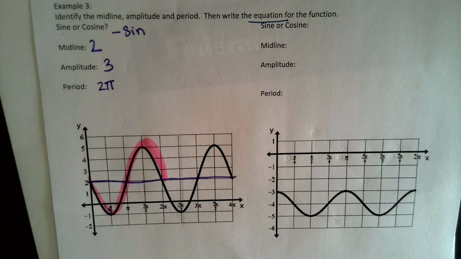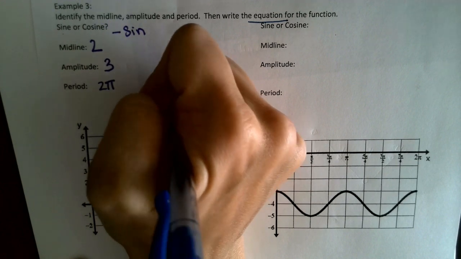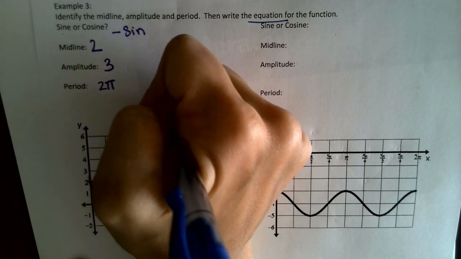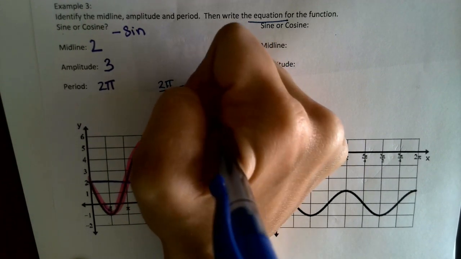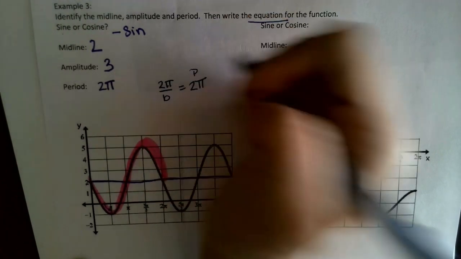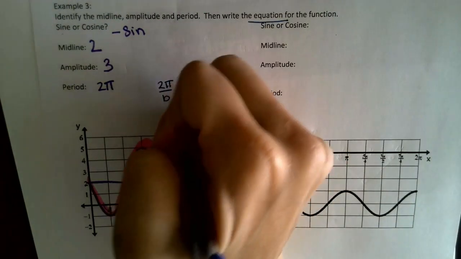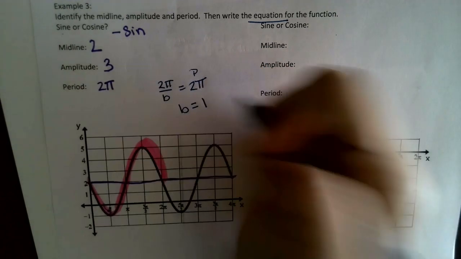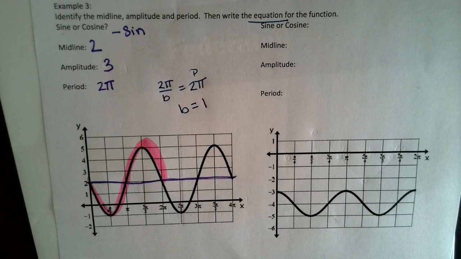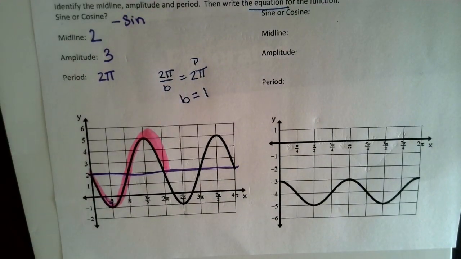But from there, we have to get our b. So remember, the period comes from 2 pi over b. And in this case, it equals 2 pi, because that's our period. So 2 pi divided by what is 2 pi? Well, hopefully you said 1, so b equals 1. We have all the info we need.